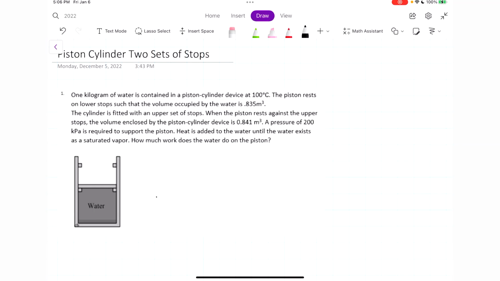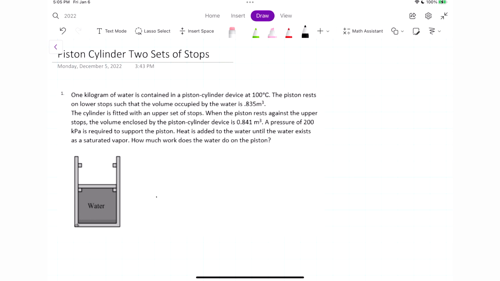In this video, we're going to solve a problem that contains a piston cylinder, but this time it contains two sets of stops instead of one, like the last problem we did. We are going to solve for the amount of work that the water does on the piston, and in my next video, we are going to solve for the amount of heat that is added to the water. So let's go ahead and begin.